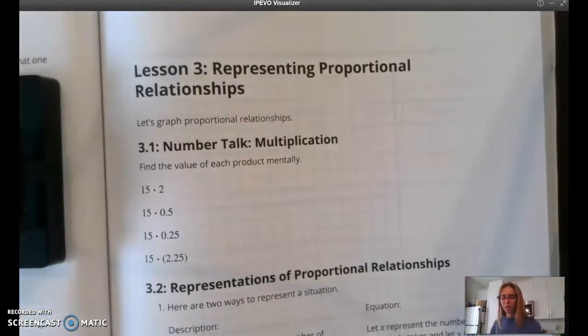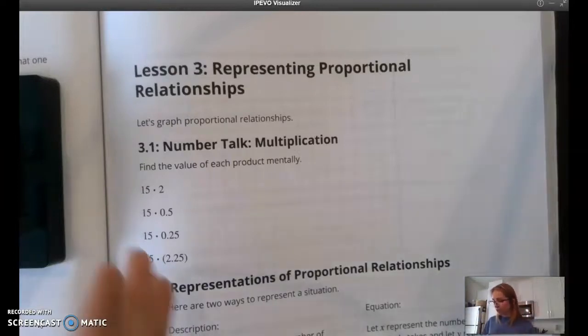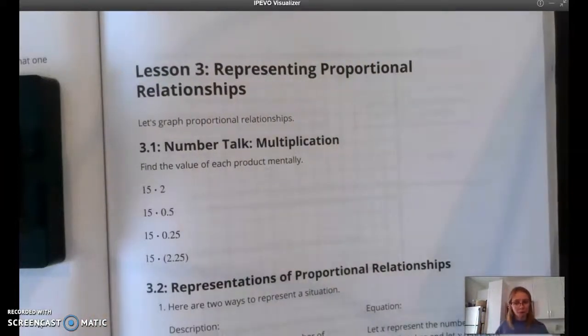Alright, hello, and today we're going to be going over lesson 3, and we're going to be representing proportional relationships, and we're going to be graphing those, okay? So, first off, we're going to start off with doing some mental math.